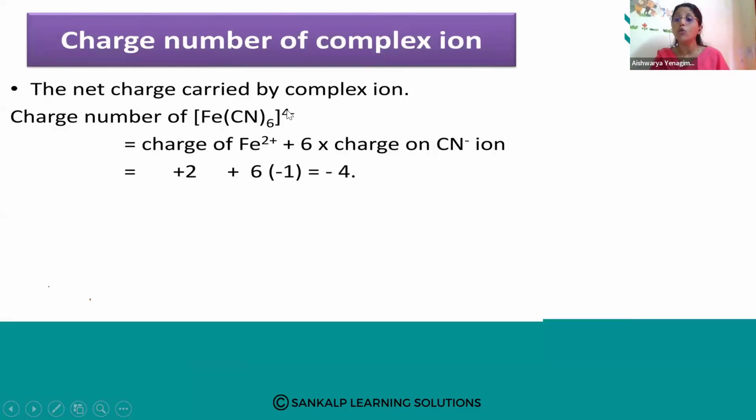I already know it. If I don't know what is the charge, if I write it as X here, how do you calculate that? So charge on Fe plus 2 plus how many number of monodentate ligands are there? 6 into charge on CN minus. What is the charge on CN? It is minus 1. So therefore, Fe is plus 2. So plus 2 plus 6 into minus 1 becomes what? It is minus 4. The net charge carried by the complex ion is called what? Is called charge number of the complex ion. ಅಥವಾ ಅದಕ್ಕೆ ನಾವು oxidation number ಅಂತ ಕೂಡ ಅನ್ಬಹುದು.